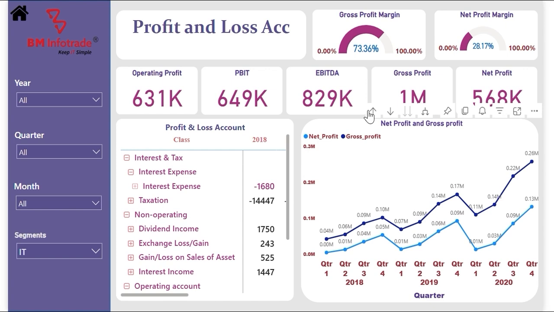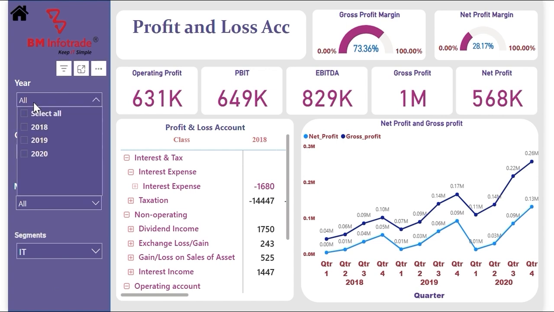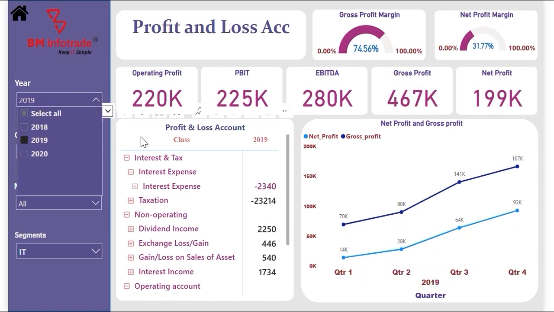And on the left side, we have the slicers, or we can say the filter panel, in which we have year, quarter, month, and segment. If you select a year, the data will be filtered. Currently it shows the profit and loss for the year 2019. So now let's move on to our next and last dashboard.